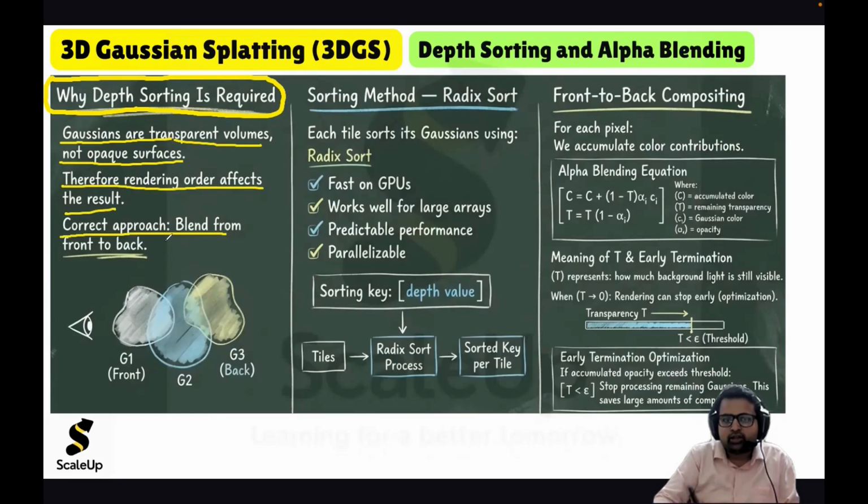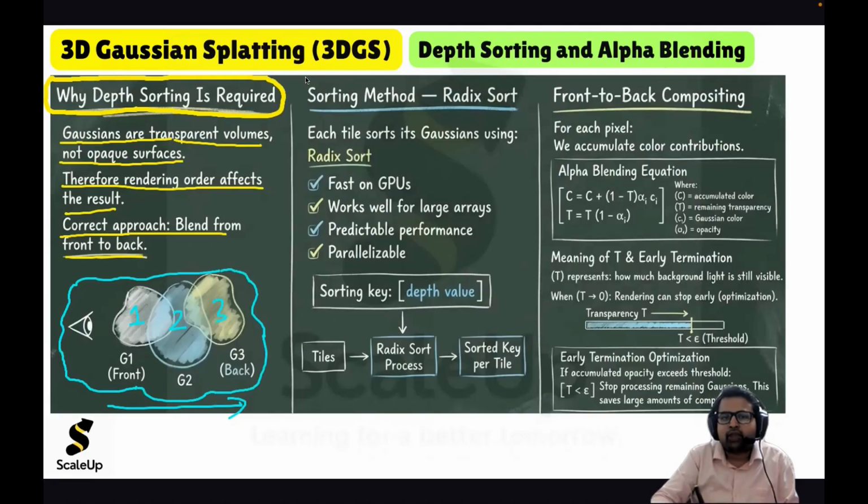The correct approach is to blend from front to back. This is very important. We have multiple Gaussians, and we have to blend from front to back in this way: the first Gaussian, second Gaussian, third Gaussian. High priority should be given to the front one, which will be of topmost priority, then the second Gaussian, then the third Gaussian. So blending will be from front to back. This is how it will be done.